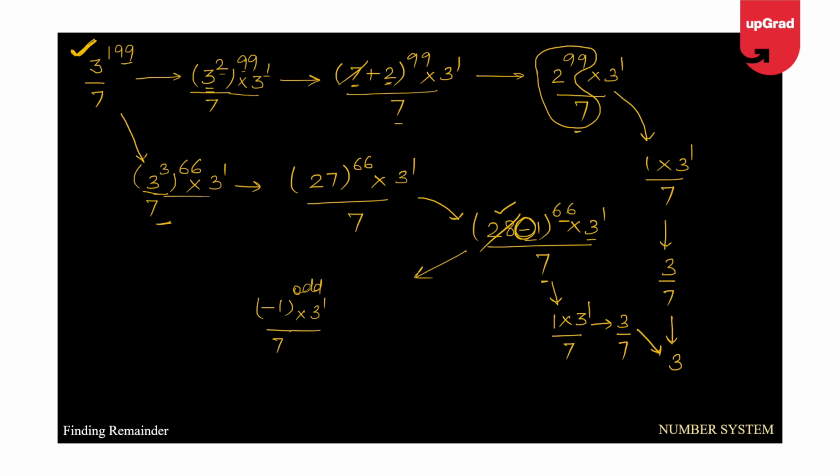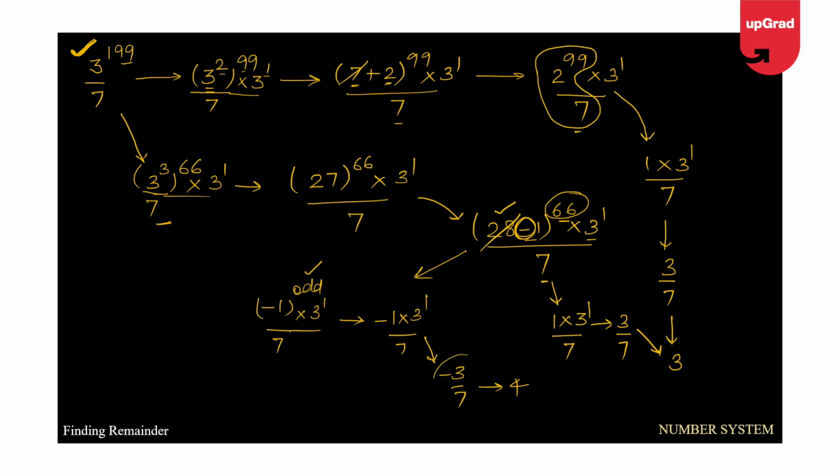Let's assume that everything remains the same except this number being 66, I would have an odd number. So what would happen? Minus 1 to the power odd number would have been minus 1 multiplied by 3 by 7, and this would have been minus 3 by 7. Now many people feel stuck here. Don't worry, dear friends. This is nothing but a remainder of 4.